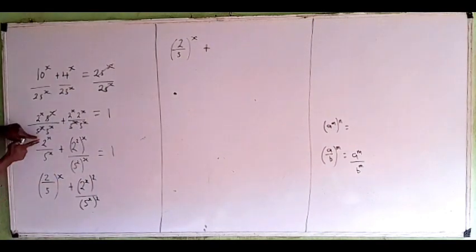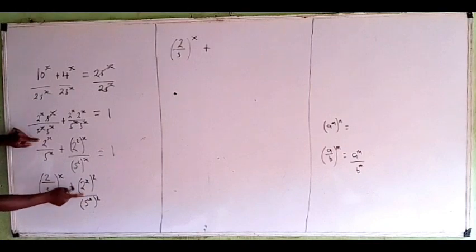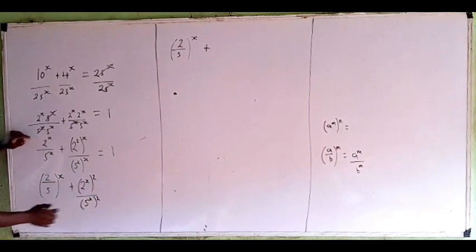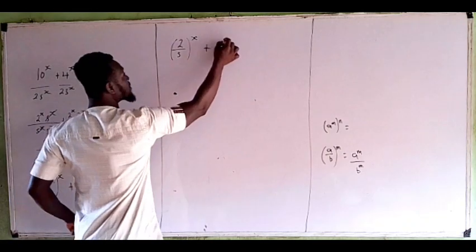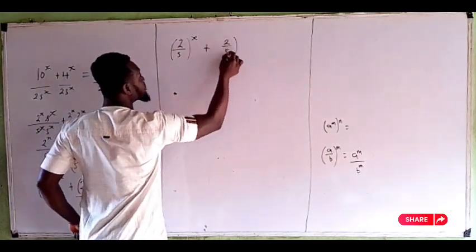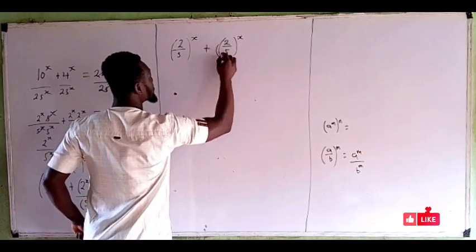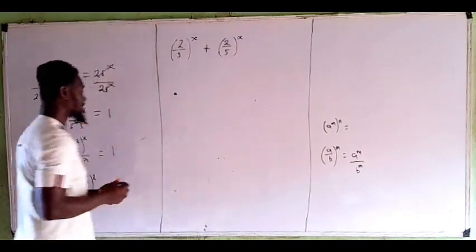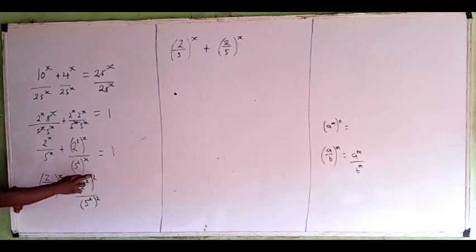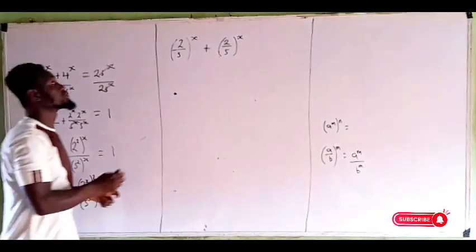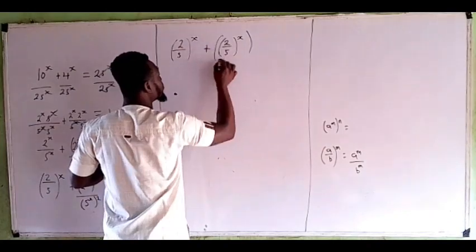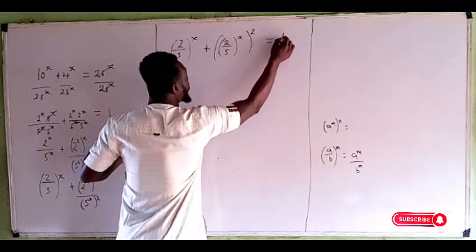These values now are the same thing we did here. This power is common to both of them, so we can also write this as 2 over 5 raised to power x. But remember, there's another power here also, so that's raised to power 2 equals 1.